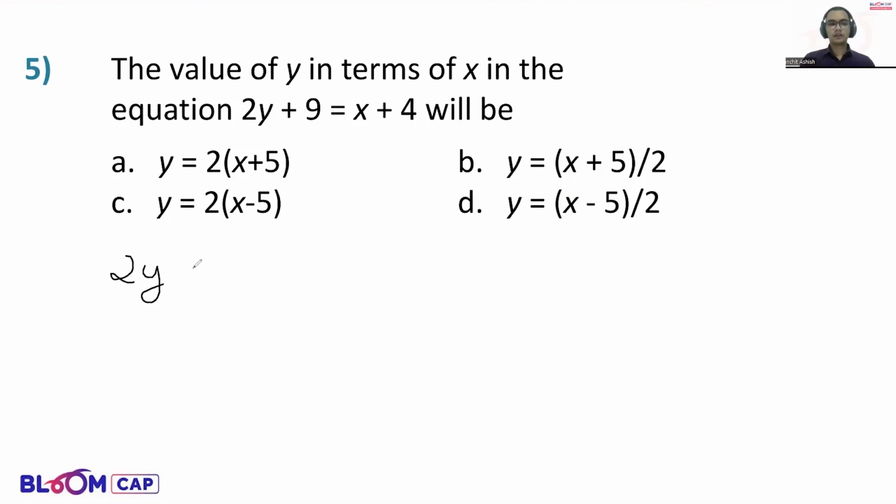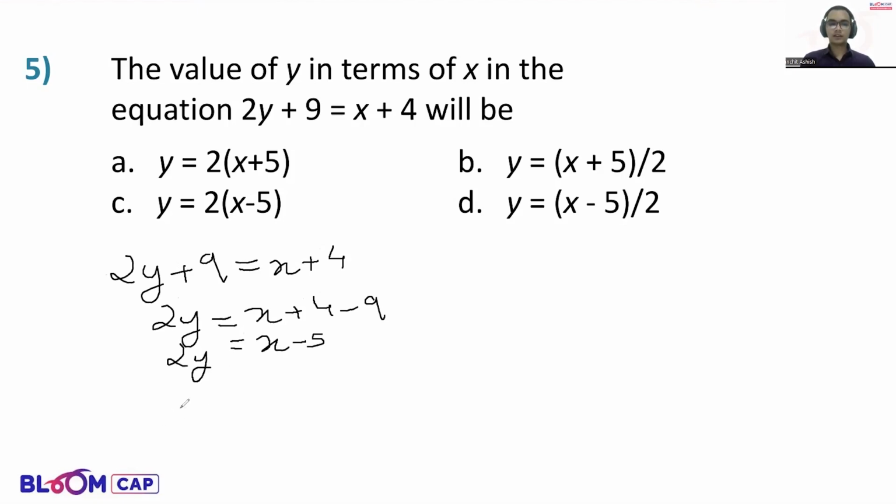So what we can do is we can write the equation first as it is. First, we have to move everything except y from this side to this side. So let's start with 9. x plus 4 minus 9. What will this be equal to? x minus 5. Right. Now 2y is equal to x minus 5. Therefore, y is equal to, we'll divide the other side by 2. x minus 5 by 2.